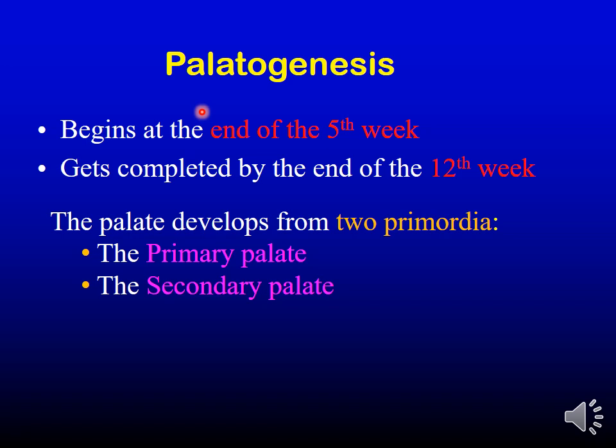Palatogenesis means development of the palate. It begins at the end of the 5th week and gets completed at about the 12th week of age. The palate develops from two primordia, the primary palate and the secondary palate.